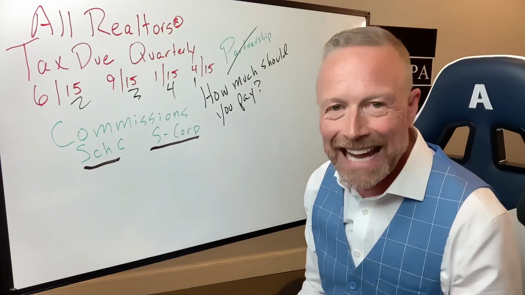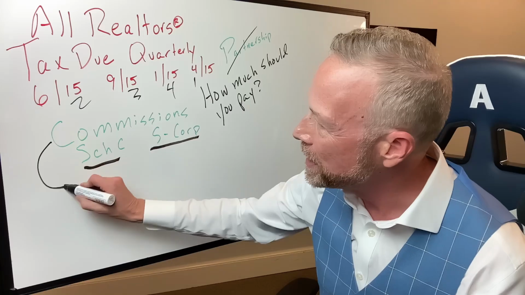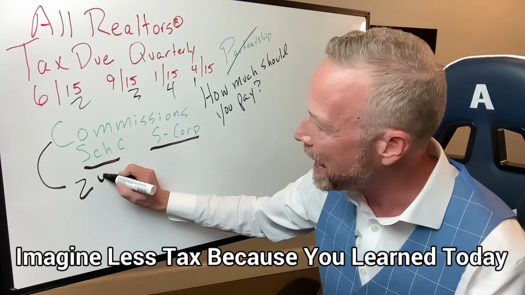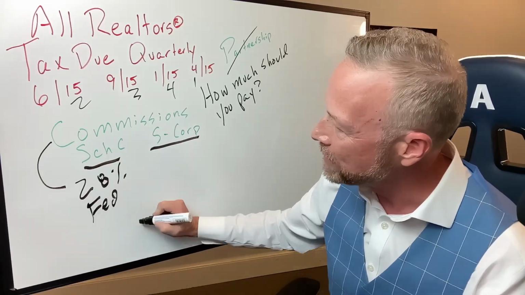Here's the deal. If you're a Schedule C filer, that means you don't file a separate tax return. You're going to take your commissions and multiply them times 28%, and that's what you're going to send in to the Fed.